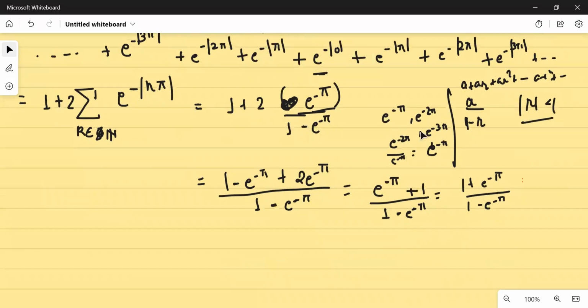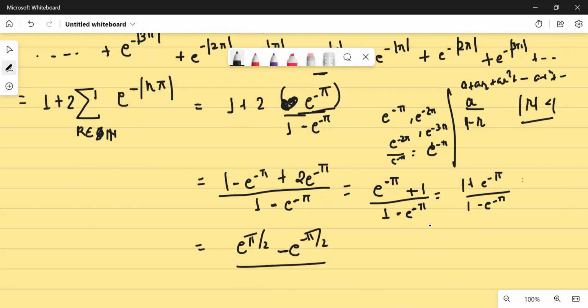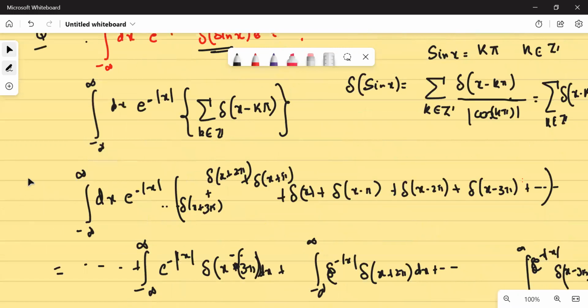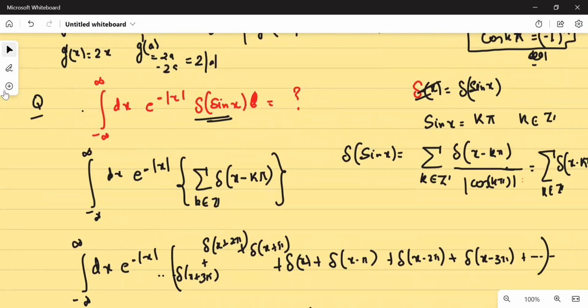And just try to simplify this expression. You can multiply with e to the power pi by 2 on both numerator and denominator. It will become e to the power pi by 2 plus e to the power minus pi by 2, and you divide by e to the power pi by 2 below also. So this is cos hyperbolic pi by 2, and below you can see this is sine hyperbolic pi by 2. So overall it will be cot hyperbolic pi by 2. Is that clear? So this integral which I have written here can be written as cot hyperbolic pi by 2. Is that clear to you?